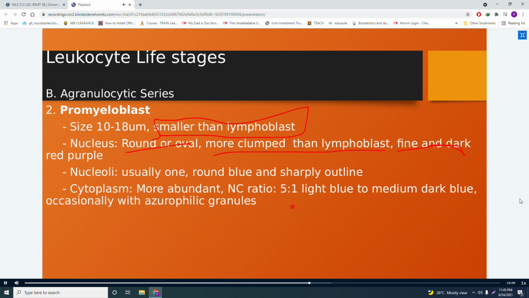Cytoplasm, class, is more abundant. That was fast, class, right? The cytoplasm increased right away. The NC ratio is 5:1. Light blue to medium dark blue, occasionally with azurophilic granules. So again, class, your pro-myeloblast is smaller than your lymphoblast. The nucleus is fine and has the color dark red purple. The cytoplasm can be colored light blue to medium dark blue and can be seen occasionally with azurophilic granules.